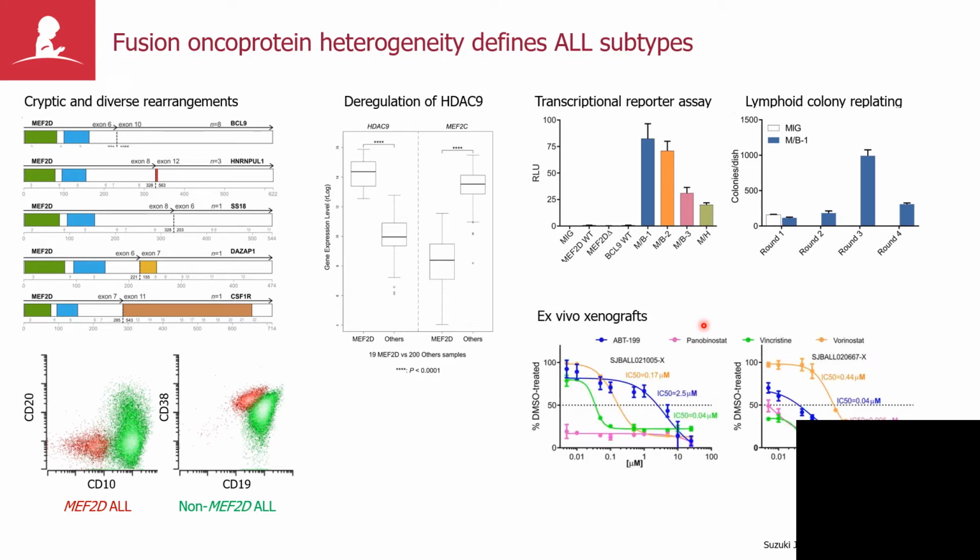And of therapeutic interest, we see that perhaps because of this elevated expression of HDAC9, human leukemia cells with this MEF2D rearrangement are exquisitely sensitive to histone deacetylase inhibitors, such as panobinostat, as shown down here. So an example of where this is not really a direct mutation or fusion-directed precision medicine approach, but a vulnerability that's arising from the deregulated pattern of gene expression induced by expression of the fusion.